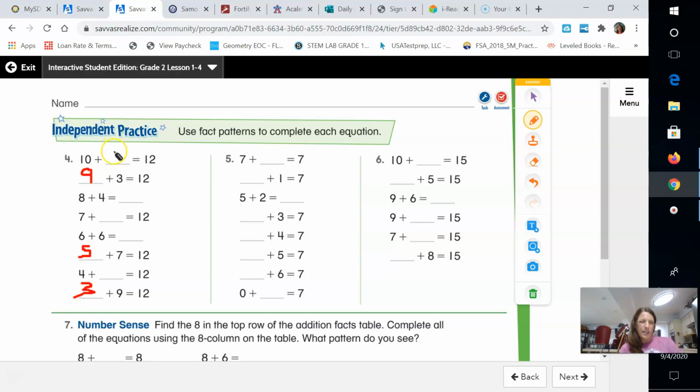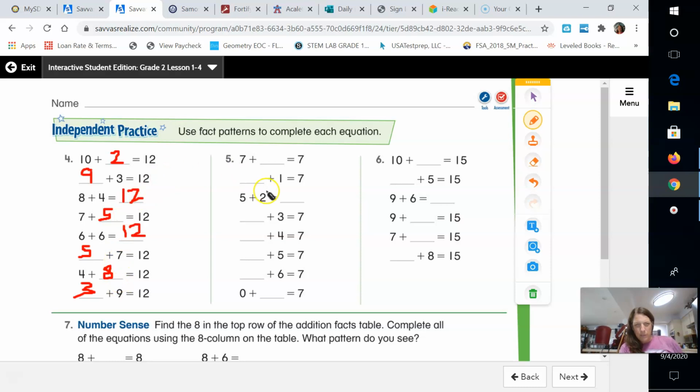3. And then you go to this side. We don't know the first one. What comes before 3? Not after 3, before 3. 2. And you check yourself. 10 plus 2 more equals 12. 10, 11, 12. Yes, we know that's true. 2, 3, 4, 5, 6, 7, 8, 9. And what should all the sums be? 12. So you don't actually need your fact table to help you solve these if you know the pattern.